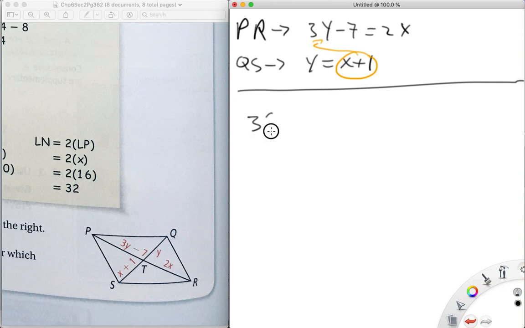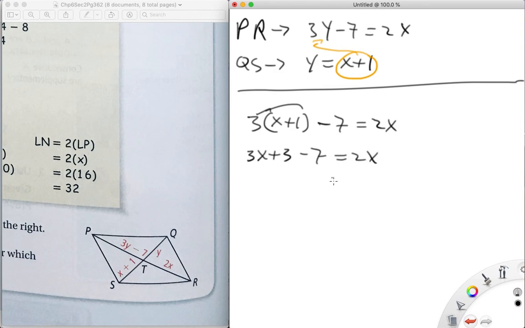So this is going to be 3 times x plus 1 minus 7 equals 2x. I'm going to use the distributive property. It is 3x plus 3 minus 7 equals 2x. Negative 7 plus 3 is negative 4. I'm going to subtract 3x from both sides. Negative 4 equals negative x.